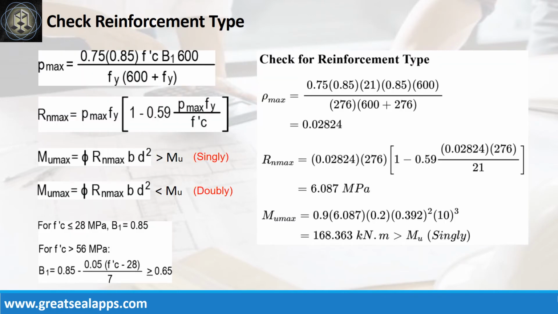The rho max from given design criteria is 0.02824. Then Rn max is 6.087 MPa. And finally, the Mu max is 168.363 kN meter, greater than 96.1 kN meter, for singly reinforced beam design.